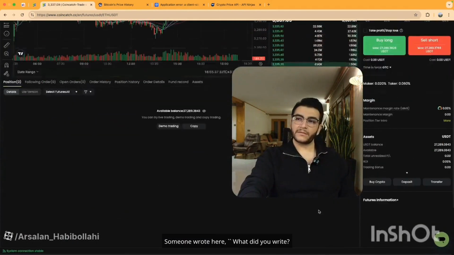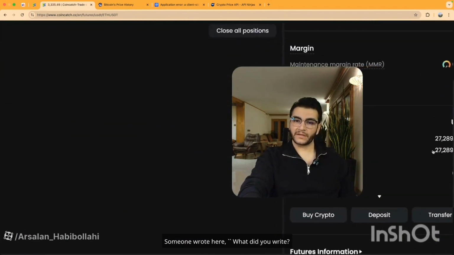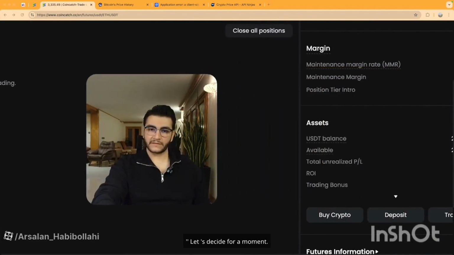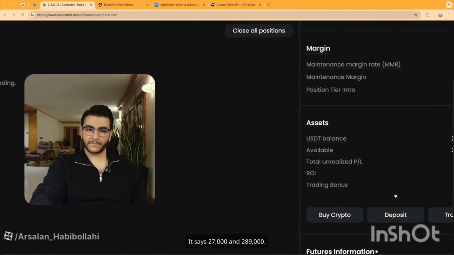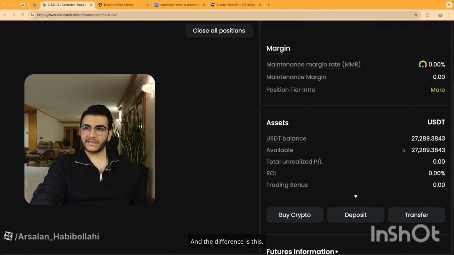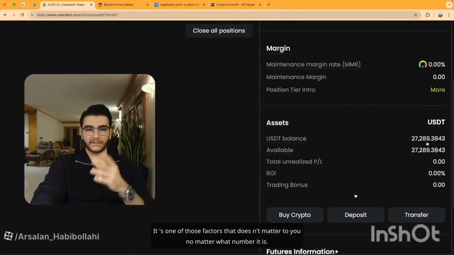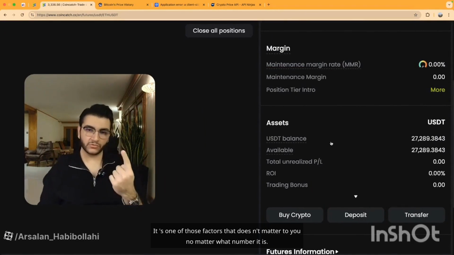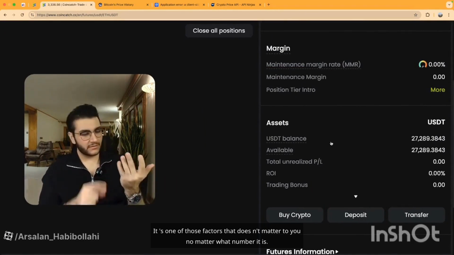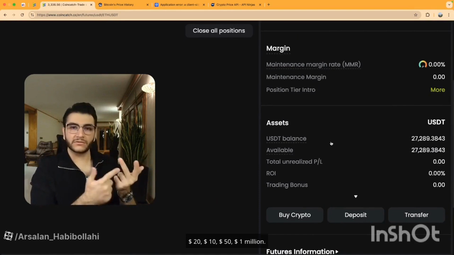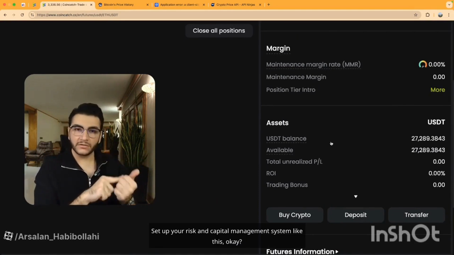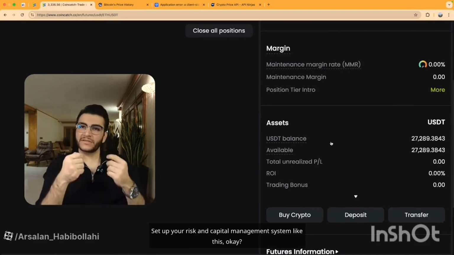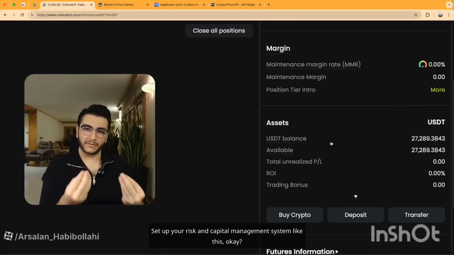It says 27,000 and 289,000, and that's the difference. But this is one of those factors that doesn't matter to you, no matter what the number is: $20, $10, $50, $1 million. Set up your risk and capital management system like this. Okay.